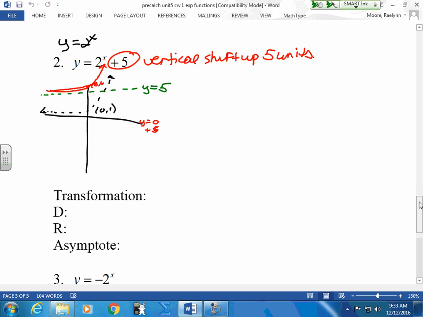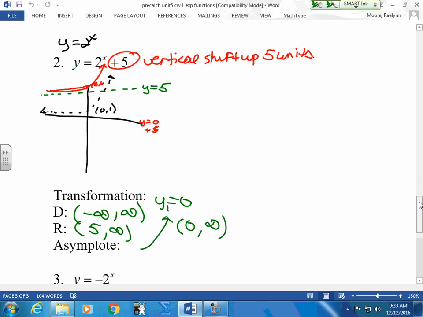Anything that affects the vertical, you need to change. Did my domain change? My domain doesn't change. What is my range now? 5. It was at 0. So if y equals 0 was my asymptote here, and my range was 0 to infinity, for both of these I'm just going to add 5, because you're just following your rule. So your new asymptote is y equals 5. And that's how you can figure out your range as well. Sound good? Still familiar?